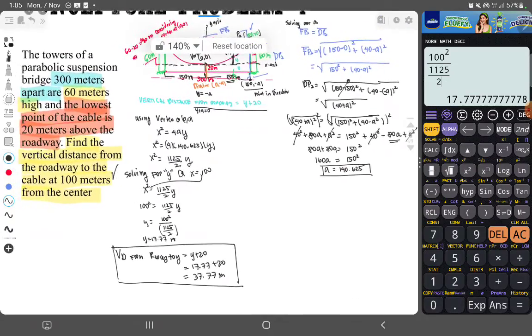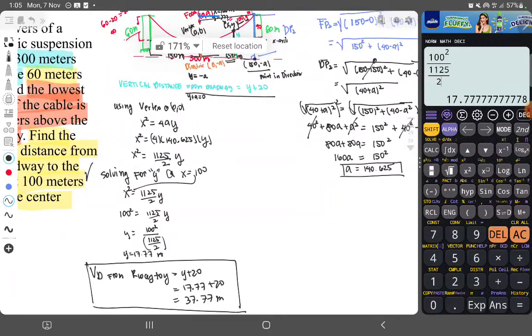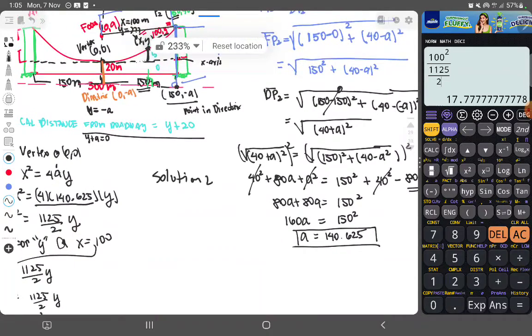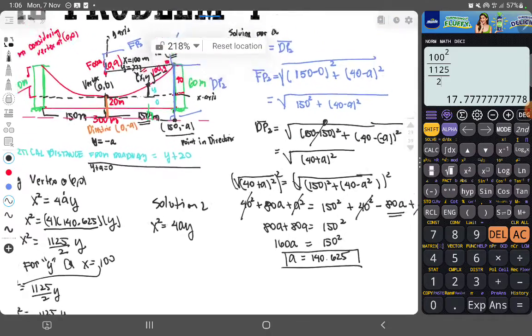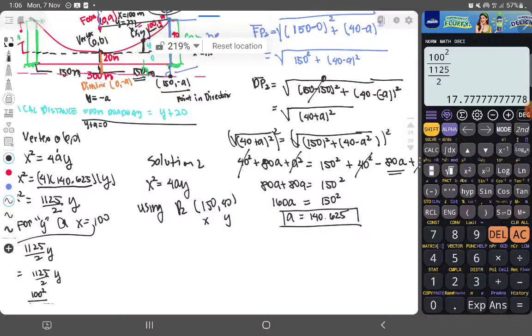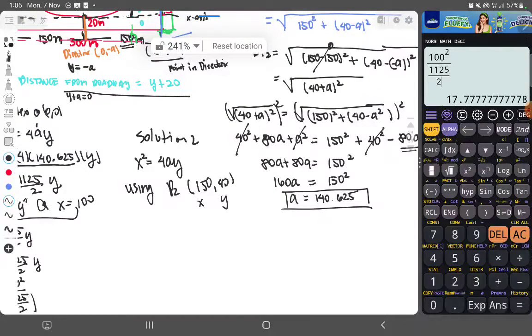Now, you can also directly substitute the values of x and y if you already have your a, to find for your a. How? Okay, that would be our solution 2. Solution 2. Take note that we have x squared is equal to 4ay. We use the p2 for our x and y. So using p2 as our 150 and 40 as our x and y, finding for a.